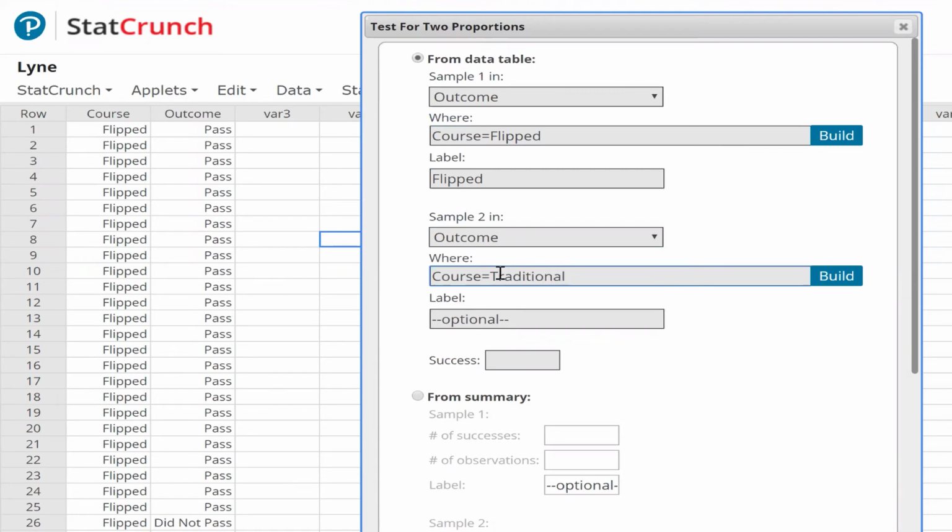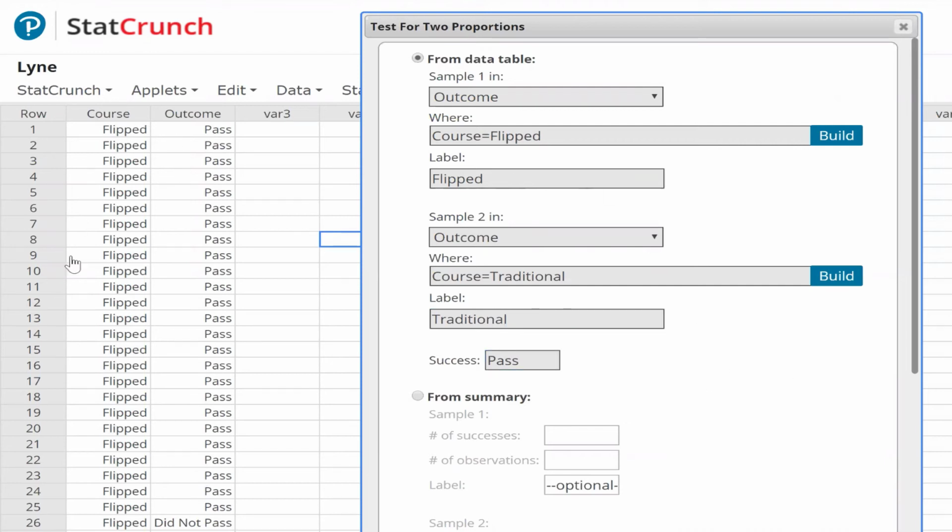And when you type this out, it's case sensitive. So if there's a capital C in the title, like there is here, you have to use capital C under the where. Flipped is spelled with a capital F, so you have to put a capital F here. It's case sensitive. And then label this traditional. There's no spaces in between traditional and equal, anything like that? No, no spaces. Okay. And then a success is passing the class.